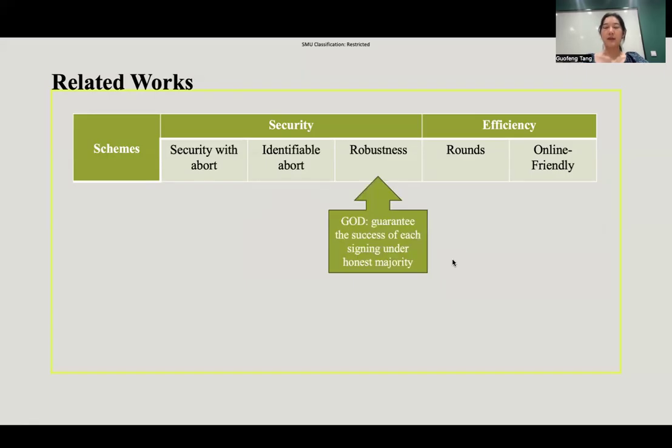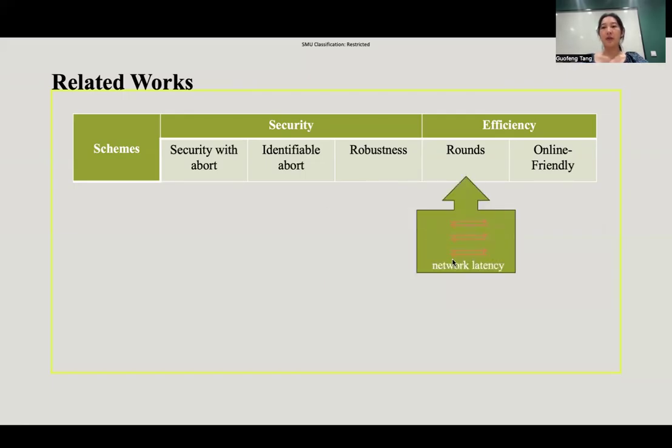The strongest security requirement is robustness. It's also called GOD in the generic MPC field. GOD is guaranteed output delivery. It can guarantee the success of each signing execution under honest majority assumptions.